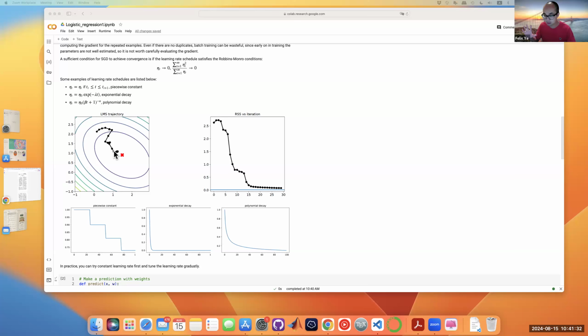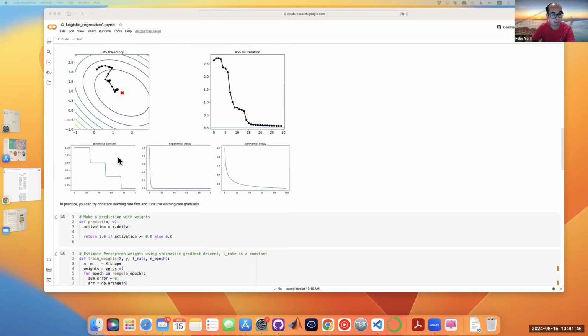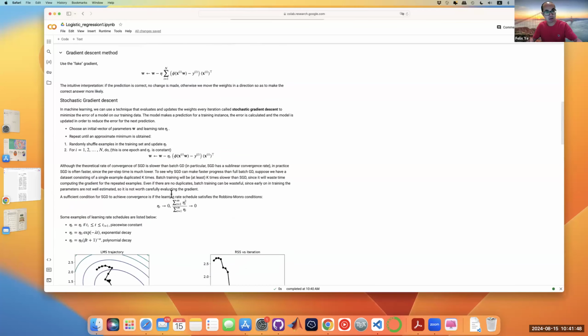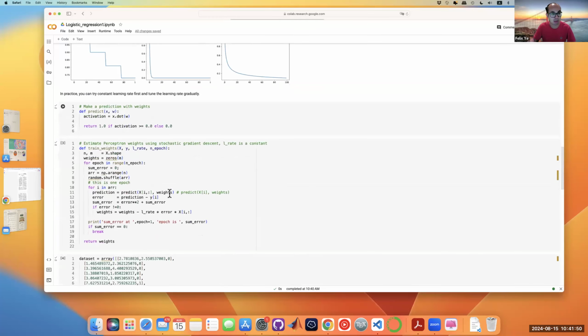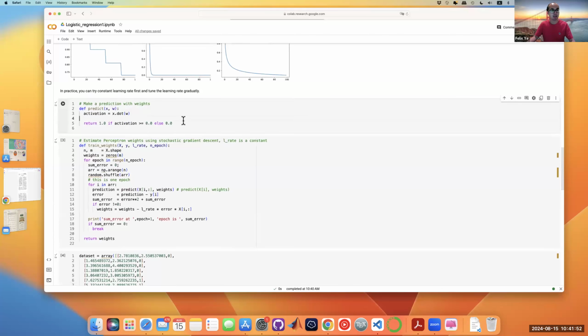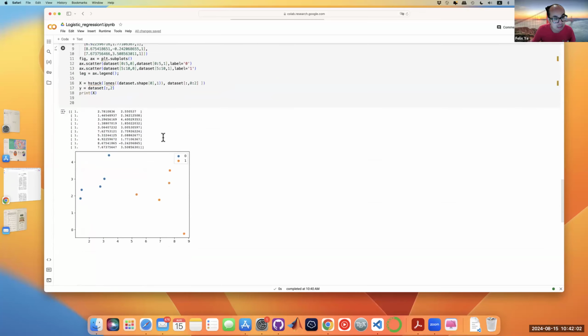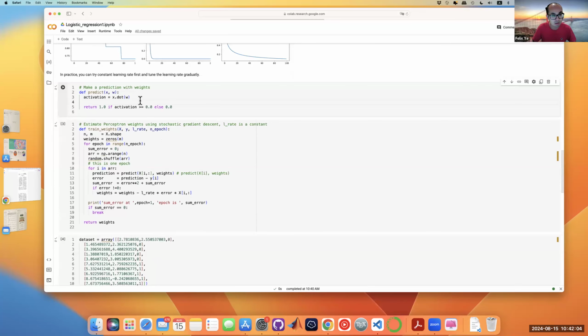We're going to talk about a little bit of theory in the next lectures. This is just to give you some heads up on what kind of problem we're handling right here. All right, so this is good. And then let me try some very simple programming right here. In practice, you can just try a constant learning rate first, then tune this learning rate gradually later if you need it. Okay, so this is a very simple one.